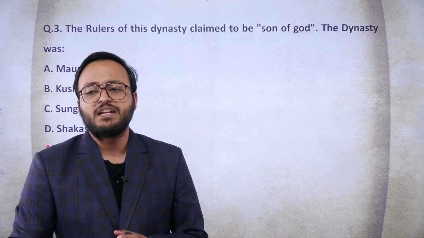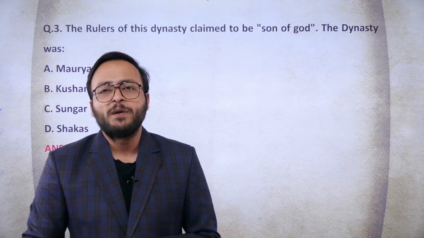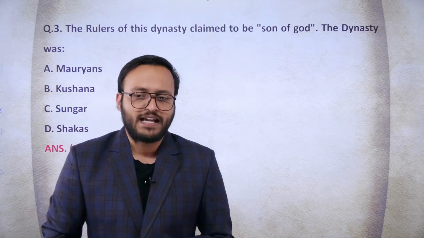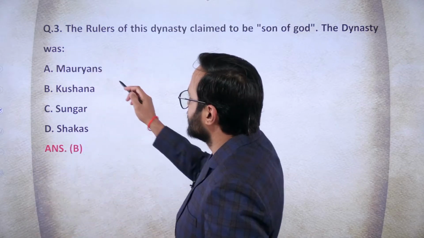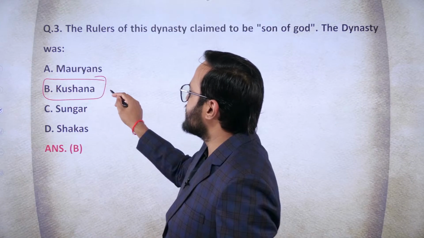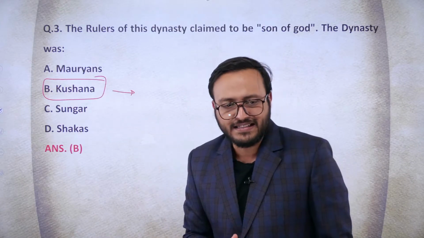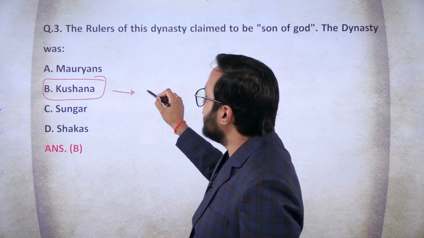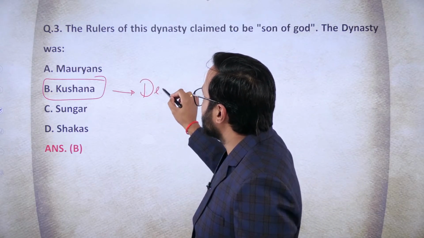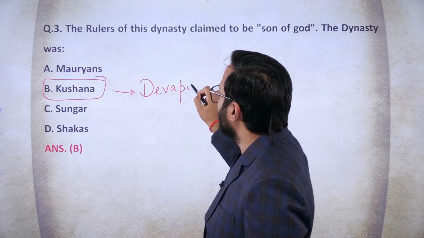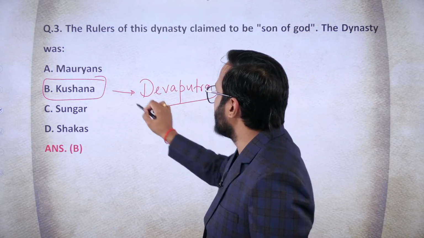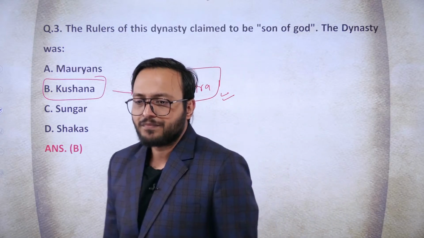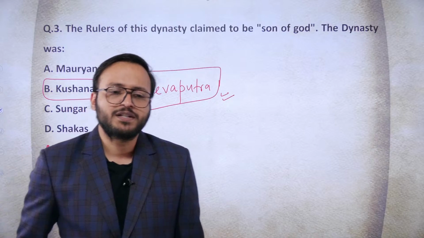The rulers of this dynasty claimed to be the son of God. So which was that dynasty particularly? That dynasty was the Kushan dynasty. However, which title did the Kushan dynasty take exactly? The title was basically the Devaputra. Remember this point? Alright everyone. The Devaputra title is very, very important to be remembered.